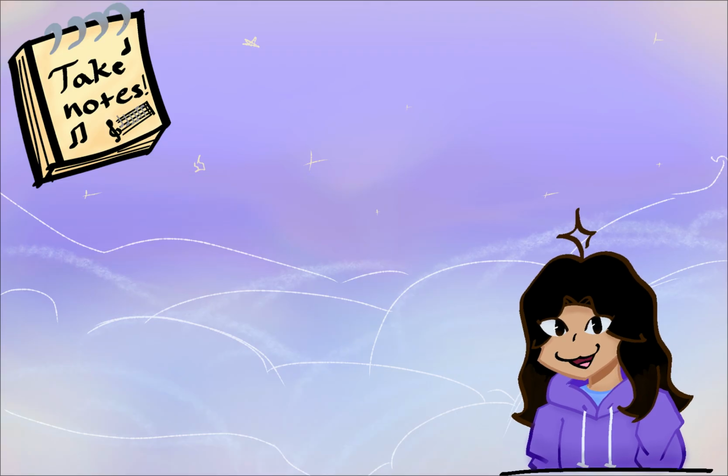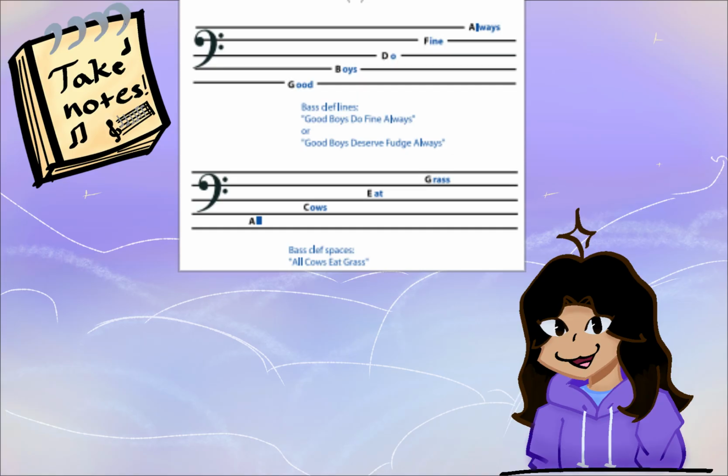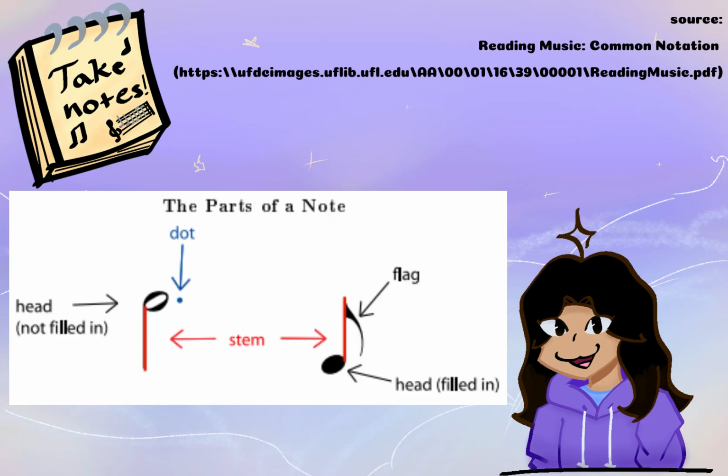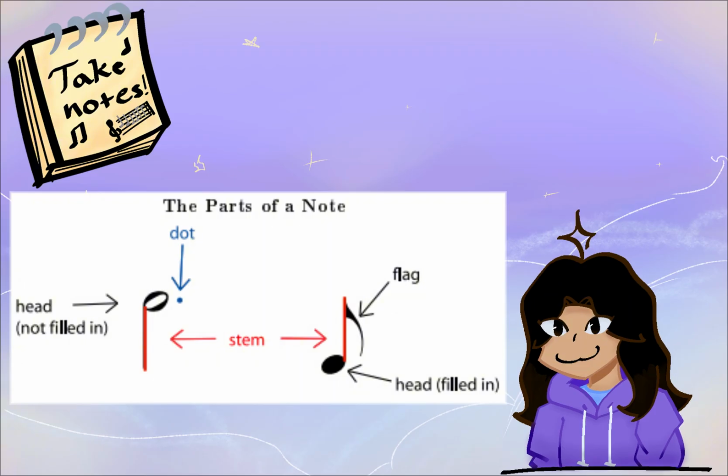In a bass clef, the notes on the lines from bottom to top are G, B, D, F, and A. A phrase for this is, good bands do fine always. In the spaces from bottom to top, the notes are A, C, E, and G. You could say, all cows eat grass for this one. Only the head, aka the oval part, of the note tells you what pitch it is.